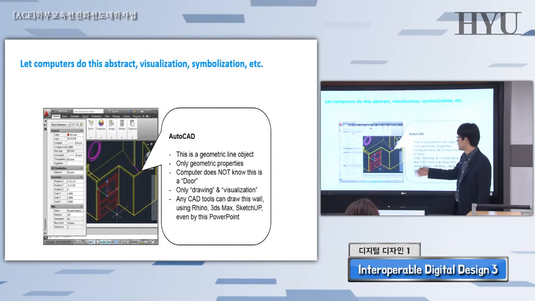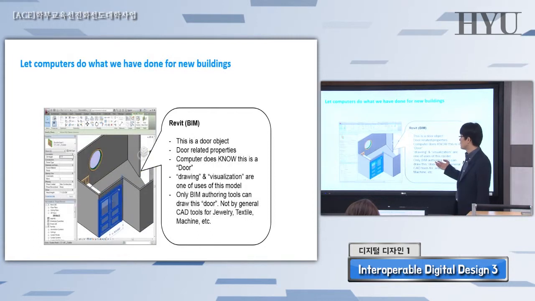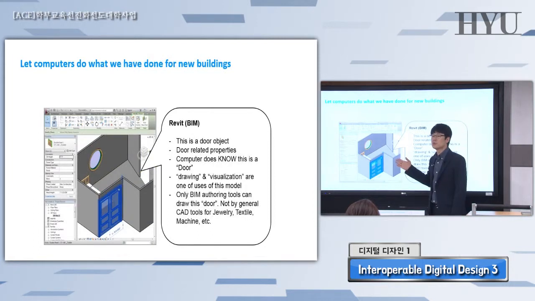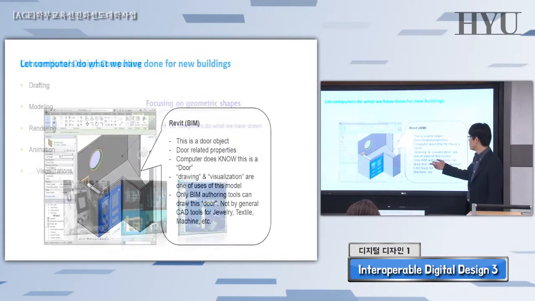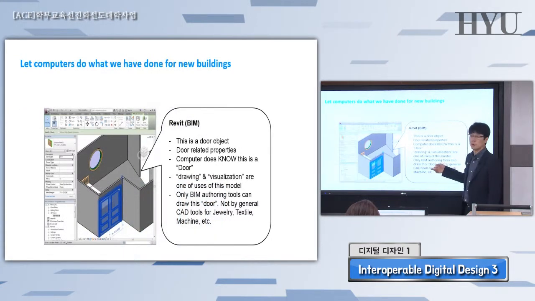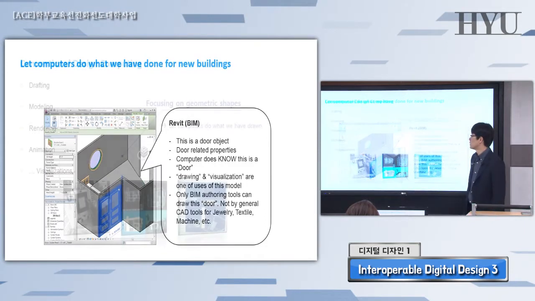In AutoCAD, they are just geometric properties, geometric objects, polygons, okay? But in Revit or even in homestyler.com, it's a door object, wall object, and so on, okay? So only BIM authoring tools can draw this door object. This is an object, not just a simple, mere geometry, okay?